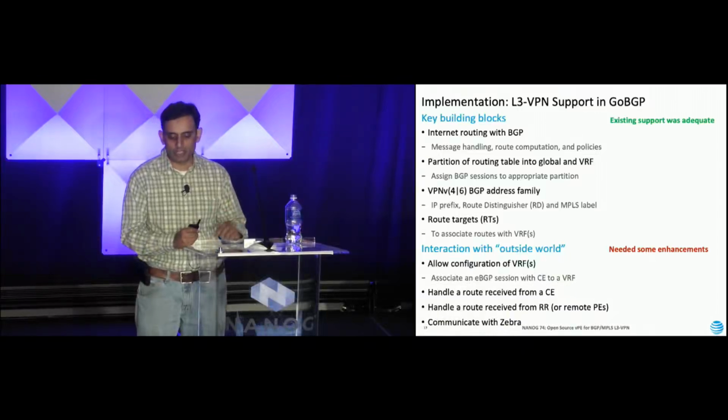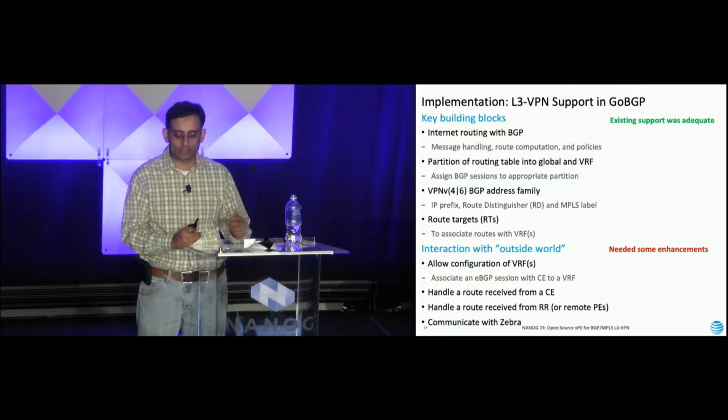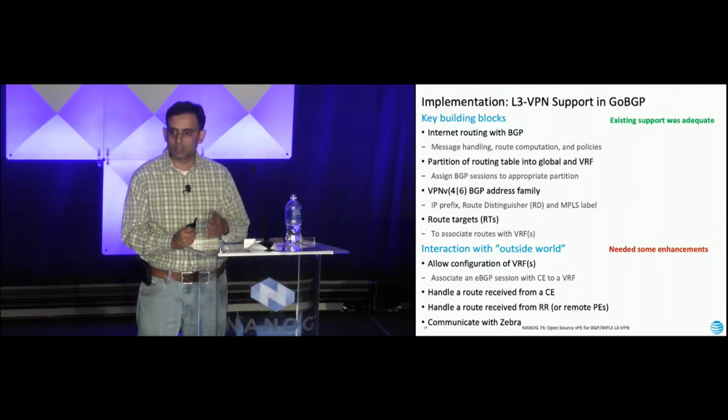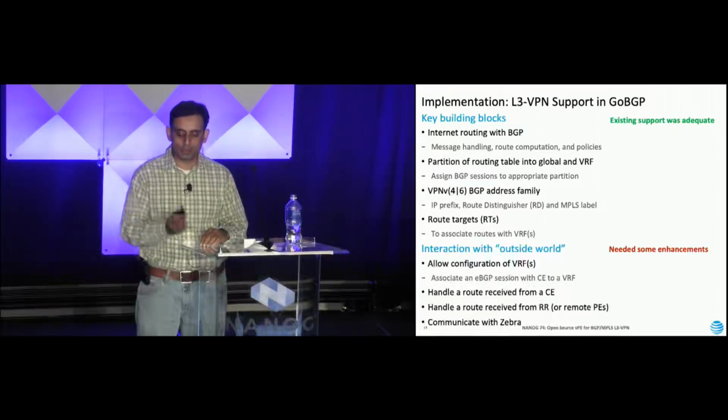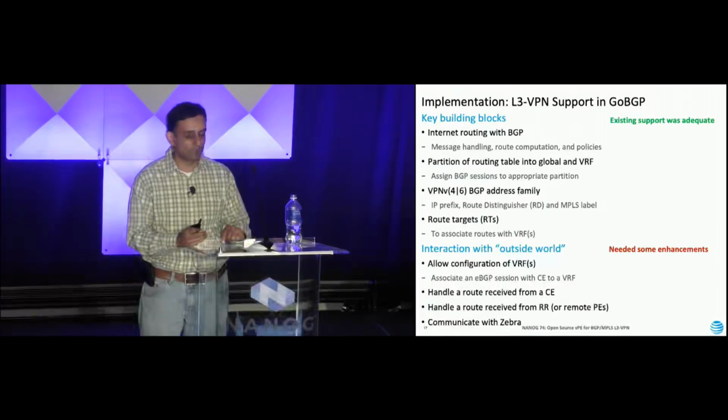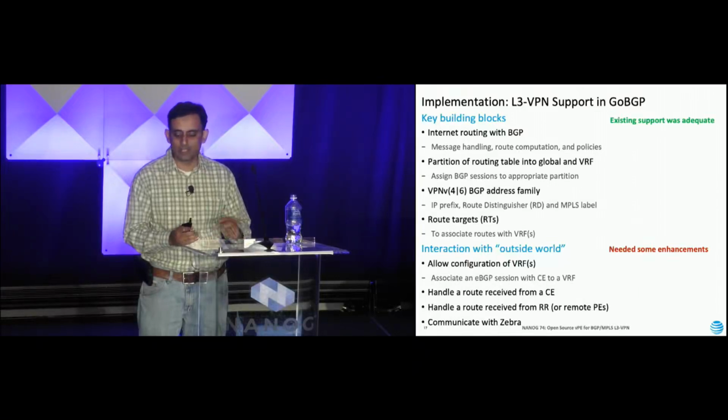But then there is the second key aspect, which I call interaction with the outside world. So things like configuring VRFs. This is where a user configures VRFs and associates an eBGP session with GoBGP. Then the second aspect is about handling routes received from a CE, similarly routes received from the route reflector or remote PEs, and finally communication with Zebra. So these four aspects which are about interacting with the outside world, this is where there were some pieces that were missing in GoBGP, and we had to do some enhancements to the code to make them work.